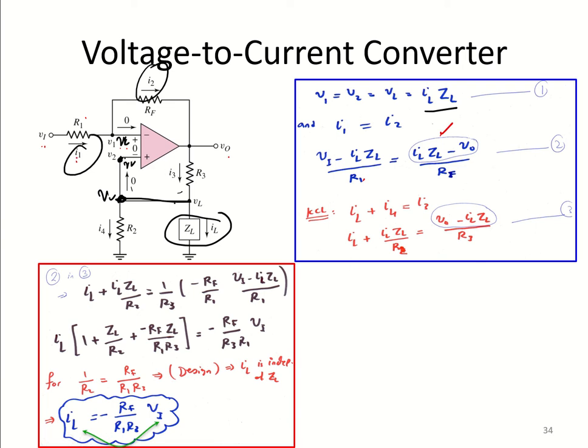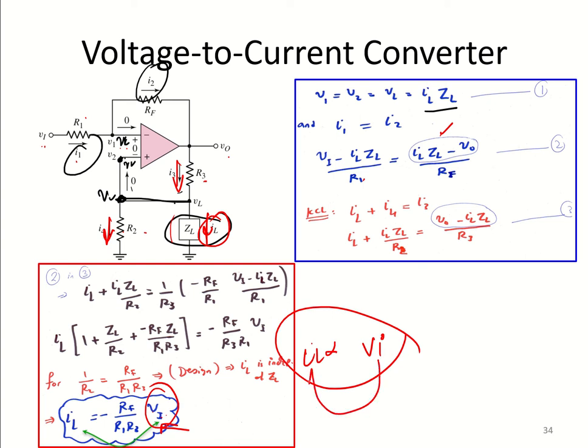Also we can notice that these currents, IL plus I4, are basically I3. So this incoming current is going here and here. So I3 is equal to IL plus I4. If we manipulate all these equations, finally we get the load current: the ratio of the feedback resistance divided by R1 into R3, multiplied with the input voltage. So depending on the input voltage, we can control the load current. So this is a voltage to current converter.